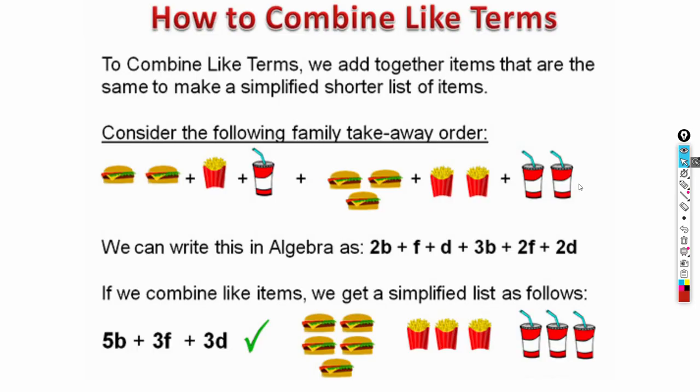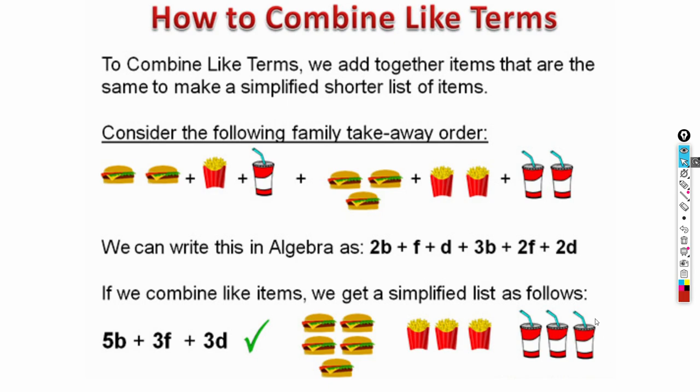Now, wouldn't it be simpler if we put together the things that are alike? Instead of saying 2 burgers over here and then some stuff and then later on 3 more burgers, wouldn't it make more sense to just say, hey, they got 5 burgers? And instead of saying 1 fry here and later on 2 fries, doesn't it make more sense to say, hey, they got 3 fries? And the same thing for 3 drinks.